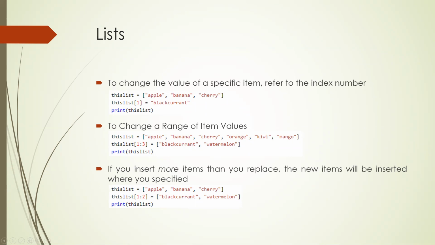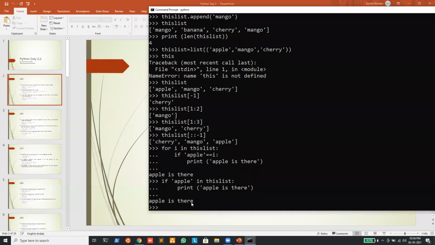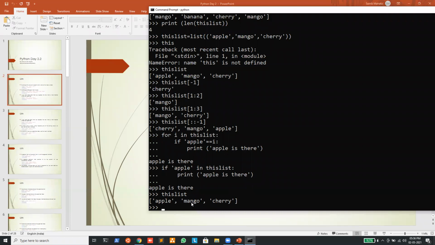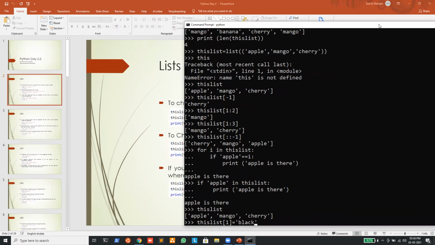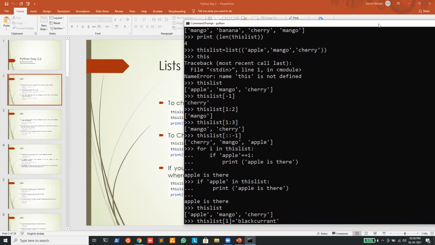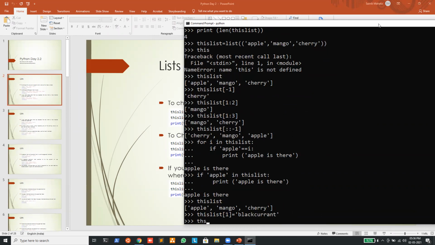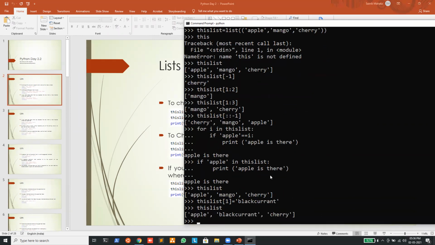Okay. So we have just seen this. If I print this list like this, and again, if I want to change the value of the element at the first index, I can write list of 1 is equal to what? Blackcurrant. What's the spelling of blackcurrant? Okay, blackcurrant, right? And if I print this list, we can see that the element at index 1 has been replaced with blackcurrant. So we have seen this example previously as well.